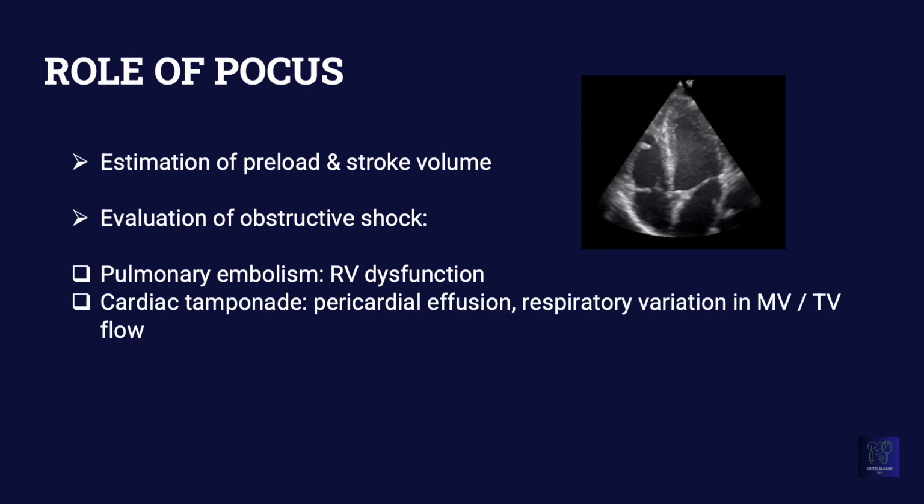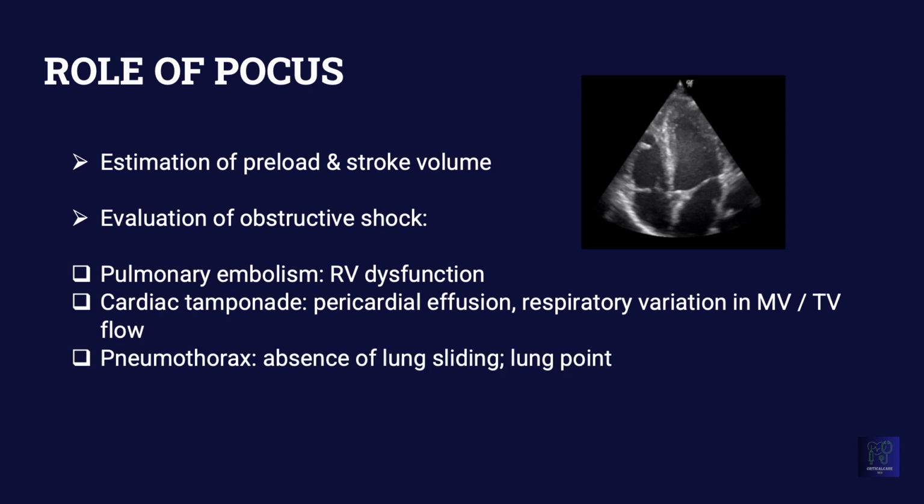Cardiac tamponade is another cause of obstructive shock, and POCUS can help us recognize pericardial effusion. And also, using some advanced measurements, we can recognize if there is hemodynamic significance of the effusion. And using point of care ultrasound, we can also look at signs indicative of pneumothorax. Finally, POCUS can also be useful in identifying regional wall motion abnormalities. If you have a patient who is admitted for cardiogenic shock and you identify regional wall motion abnormalities with POCUS, then the chance of coronary artery disease as the cause of cardiogenic shock is very high, and the patient needs urgent evaluation for coronary occlusion.